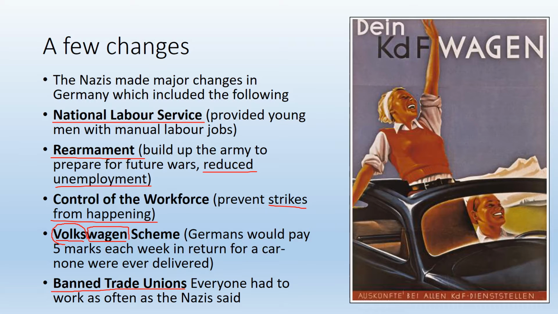This was used to generate a bit more income to the government. The Volkswagen scheme was cancelled in 1939 with the outbreak of the Second World War, and no vehicles were delivered. Now, you might think most people would be pretty angry about this, but they were too concerned with winning the Second World War to worry about the car that wasn't going to be delivered.